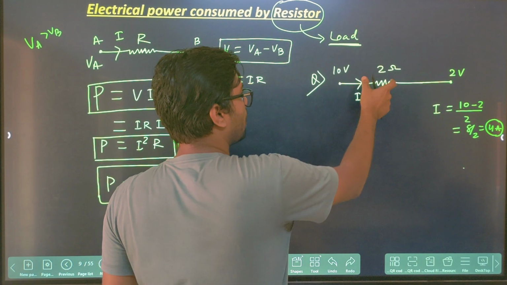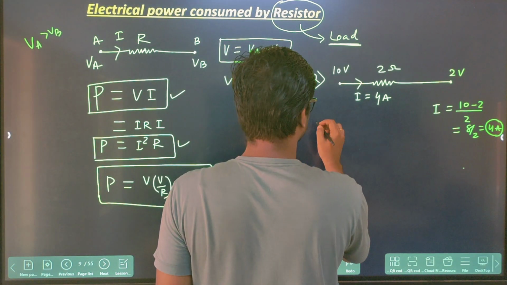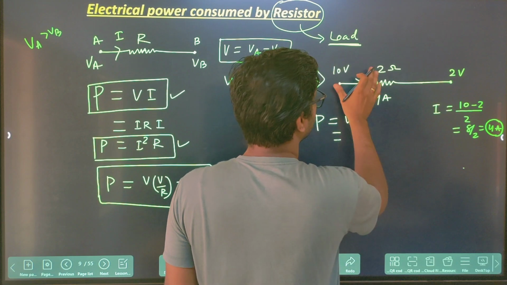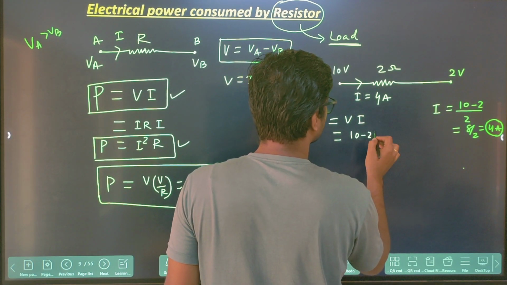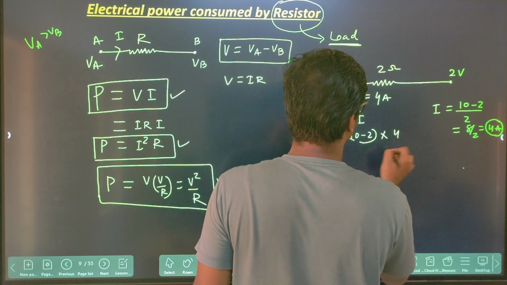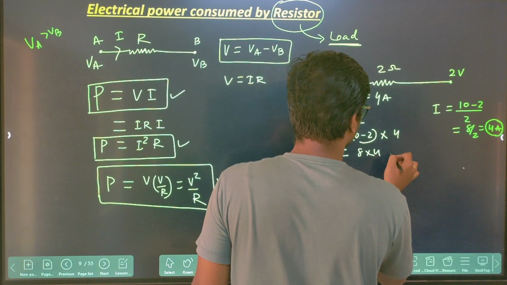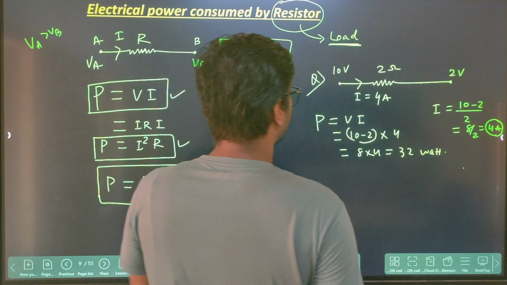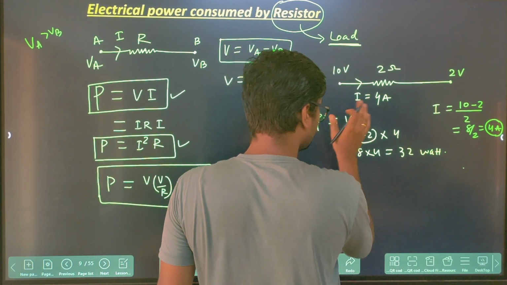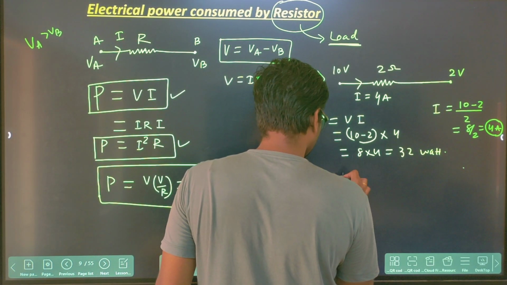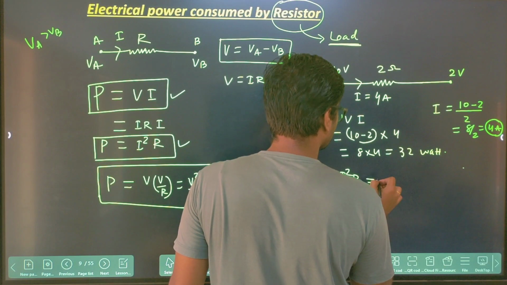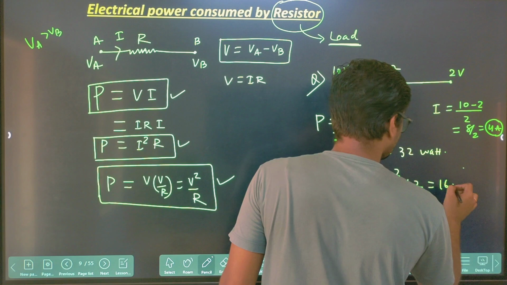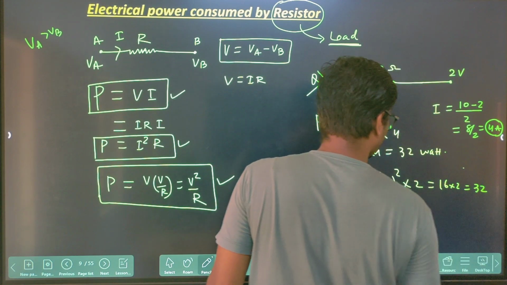Now I am asking the power consumed by the resistor. So you will know that P equal to V into I. So what is V? 10 minus 2, into I, which is 4. So it will be 8 into 4, that is 32 watt, right? You know another formula, you may say I won't use this formula, I will use P equal to I square R. So 4 square into R, which is 2, this will be 16 into 2, that is 32 watt.